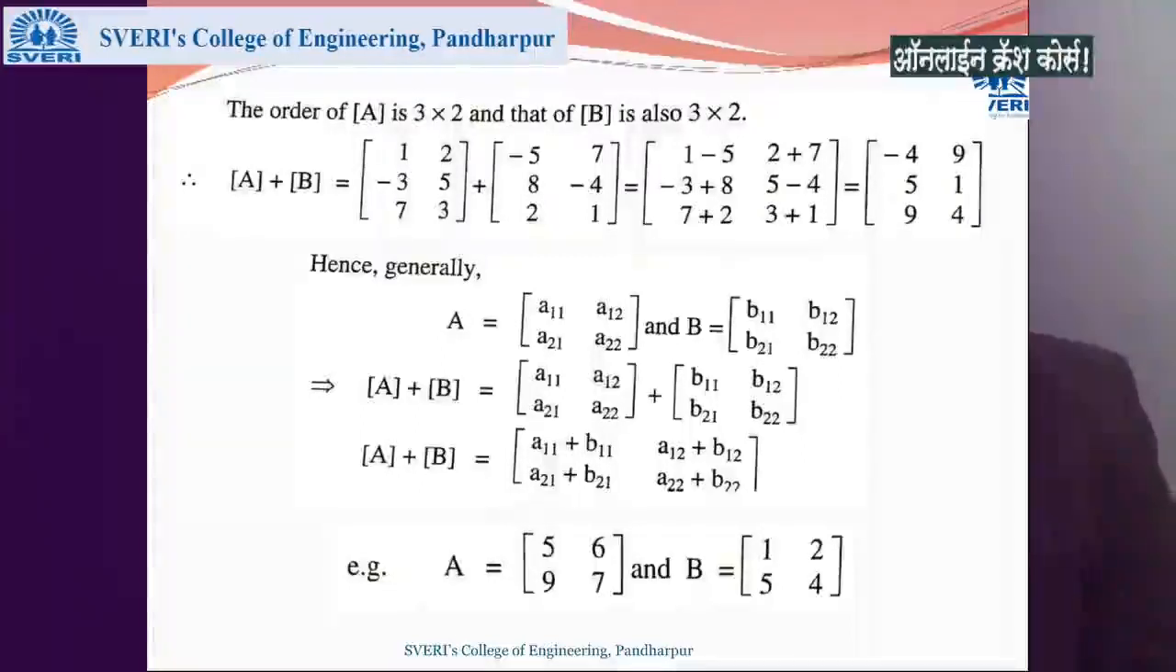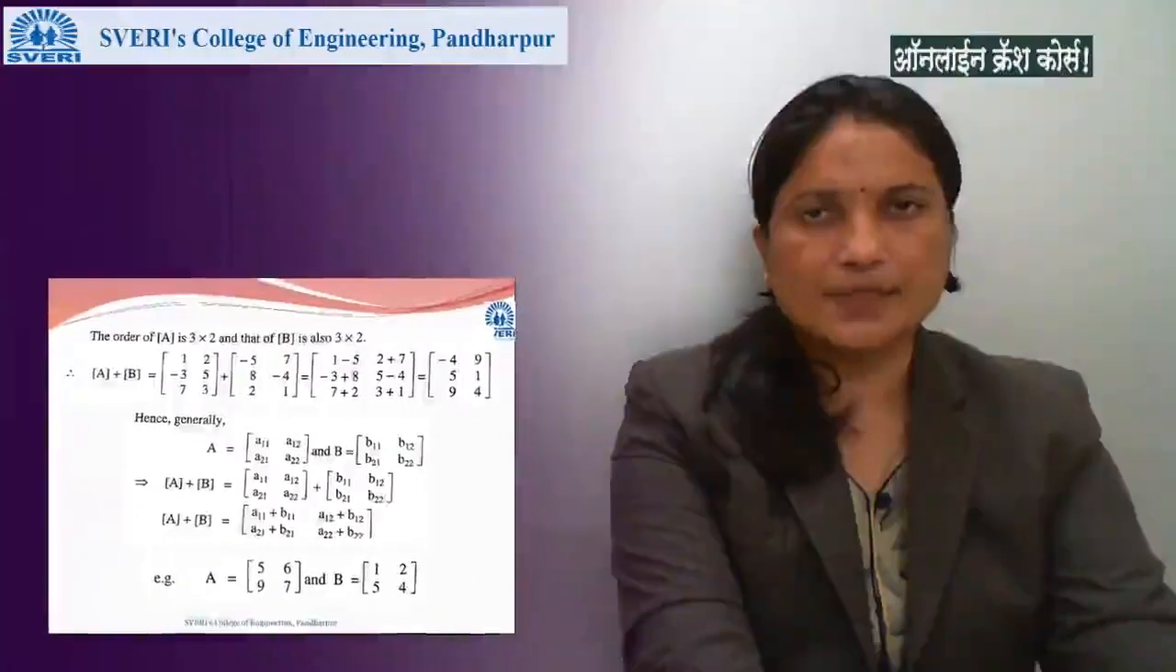In general, we can add A11 plus B11. If we take matrices A and B as A11, A12, A21, A22, and B11, B12, B21, B22, then adding these two matrices gives A11 plus B11, A12 plus B12, A21 plus B21, A22 plus B22. You can take a number of examples and solve them like this only.